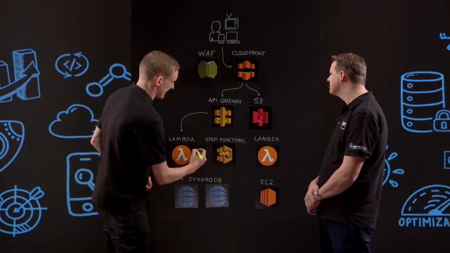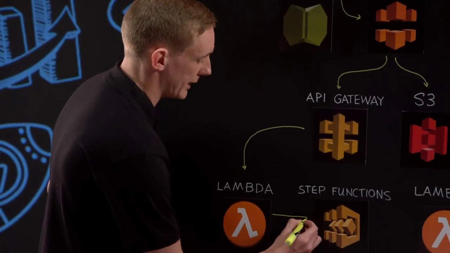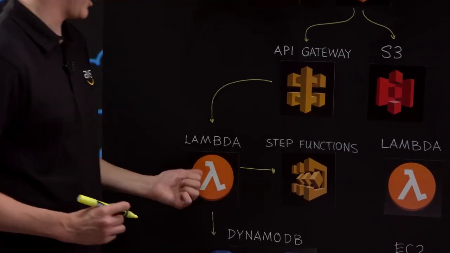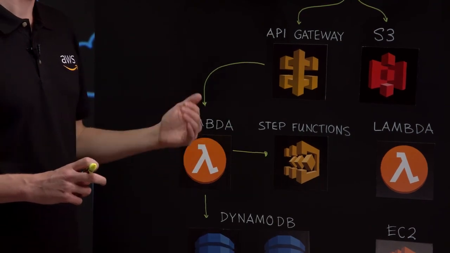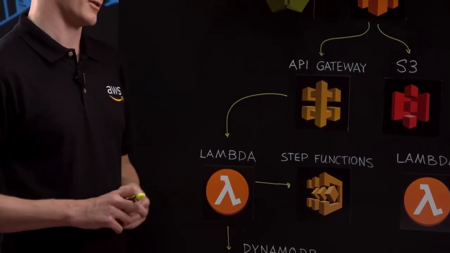And so that's effectively triggered. The step function is triggered from that initial Lambda function, but the step function itself will invoke multiple Lambda functions along the way to achieve those individual steps.